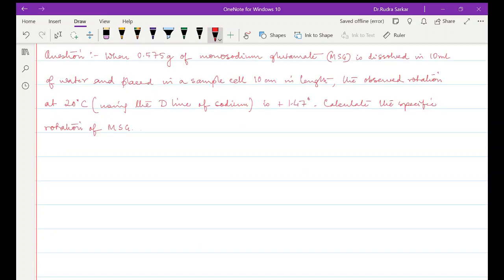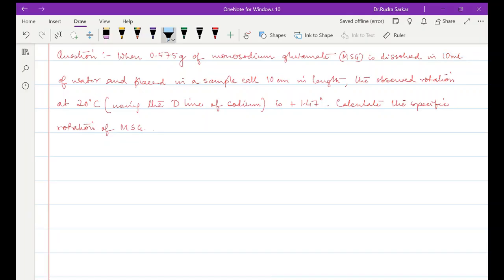Okay, so in this particular problem, they have said when 0.575 gram of monosodium glutamate, which is MSG, is dissolved in 10 ml of water and placed in a sample cell 10 centimeter in length. So we have the volume being given to us, that is 10 ml of water. The length of the tube is given to us. The observed rotation at 20 degrees centigrade using a D line, D line obviously is that 589 nanometer, and that is given to be plus 1.47. We have to calculate the specific rotation of the MSG. So that is what we need to find out.